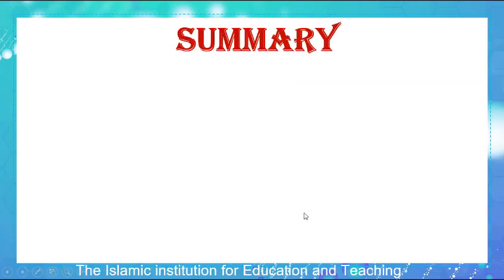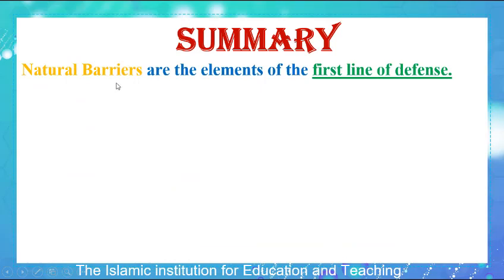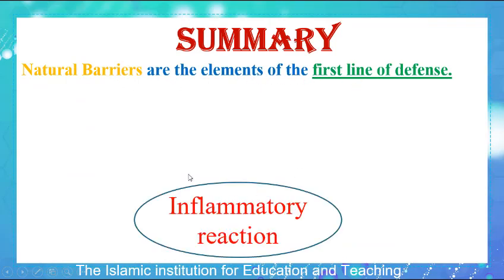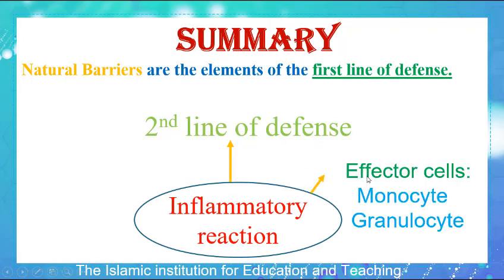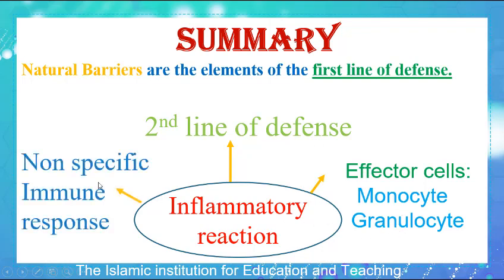As a summary, we can say that the natural barriers are the elements of the first line of defense, but the inflammatory reaction is the second line of defense, where the effector cells are monocyte and granulocyte, and it acts non-specifically. Then it's a non-specific immune response. It acts the same no matter what the pathogen is.